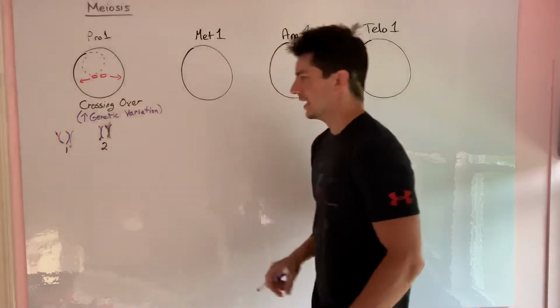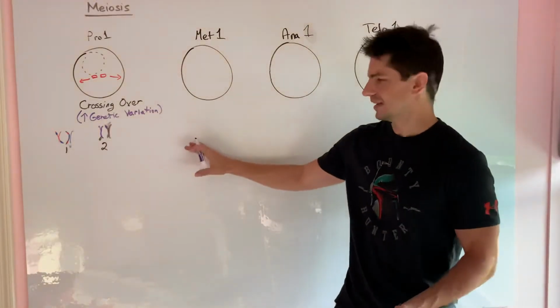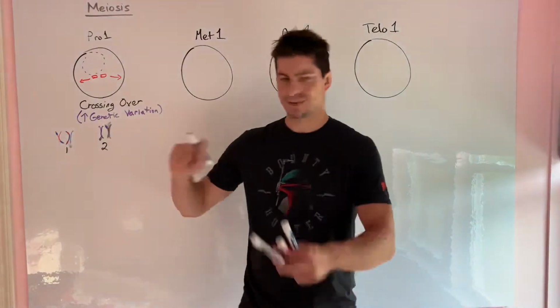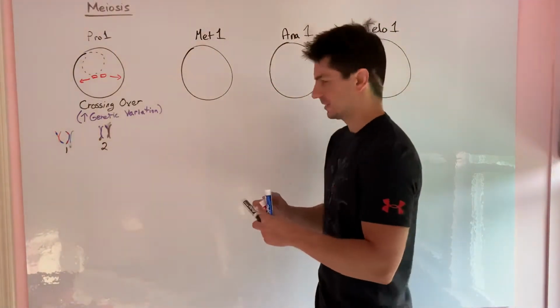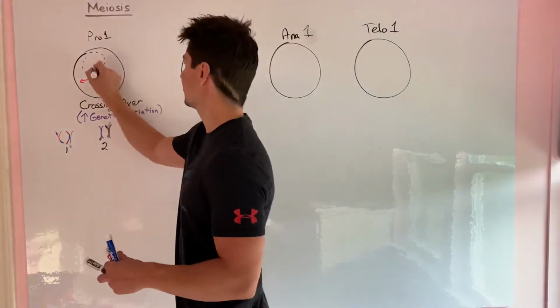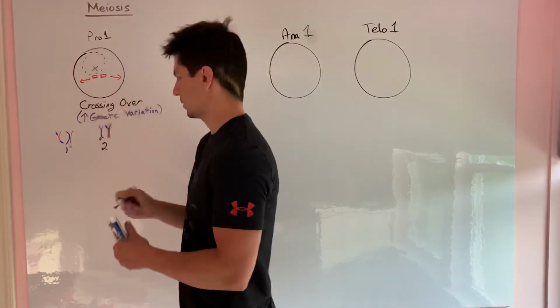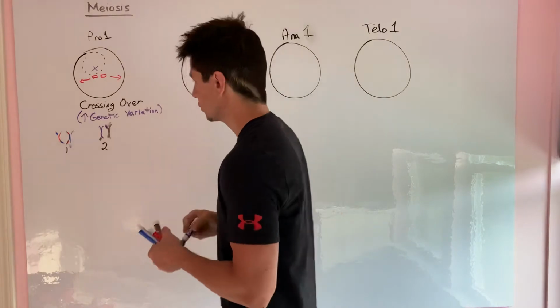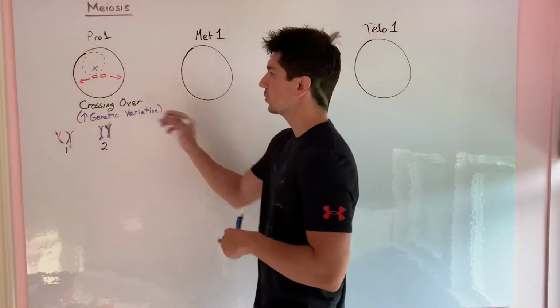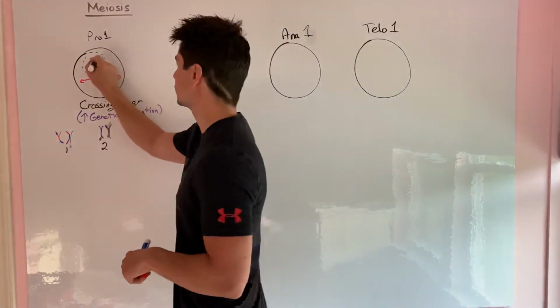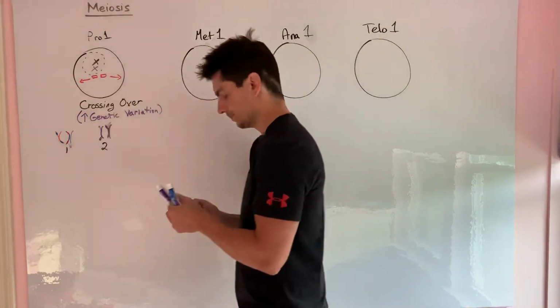Okay? Now, I'm not going to draw all this. I'm not going to keep swapping my chromosomes around, it would just take a very long time. So, I'm still going to draw them as X's, just like we did in mitosis, but know that crossing over occurs. Know that crossing over occurs during prophase 1. Okay?